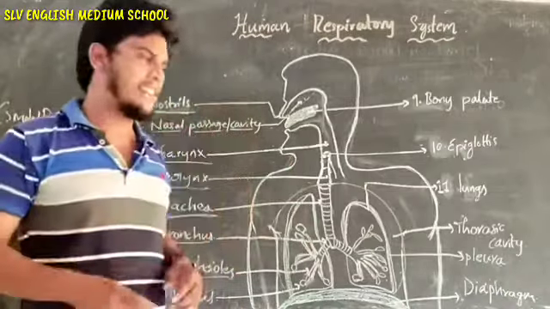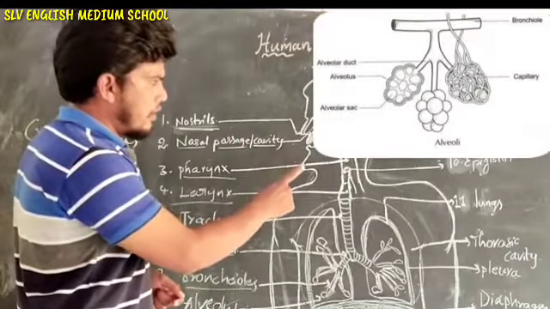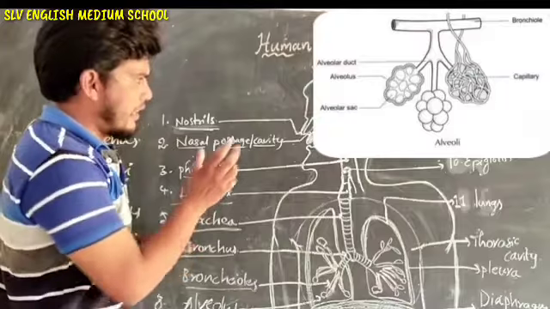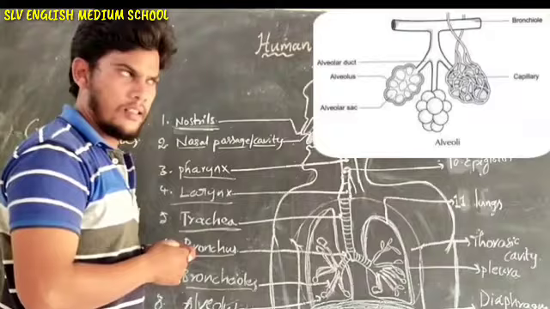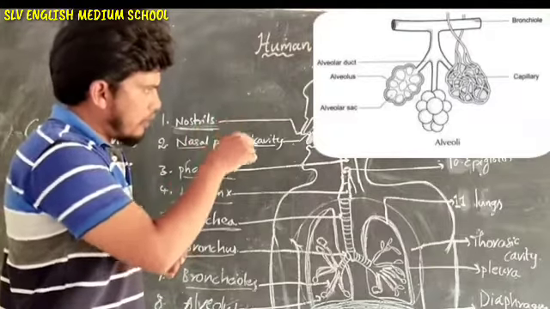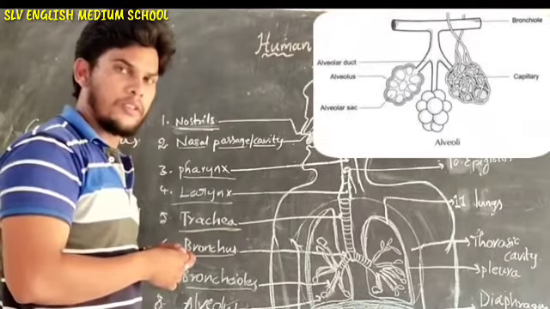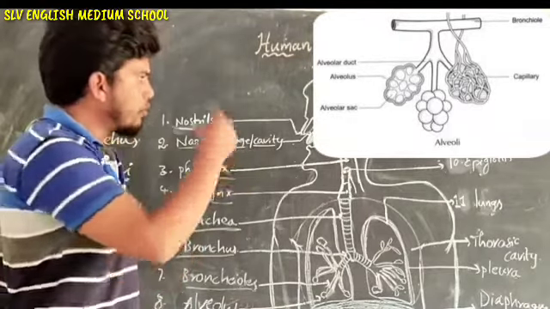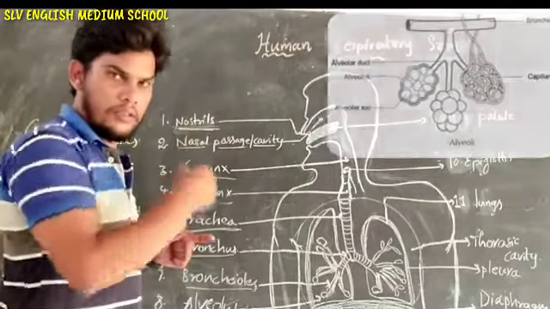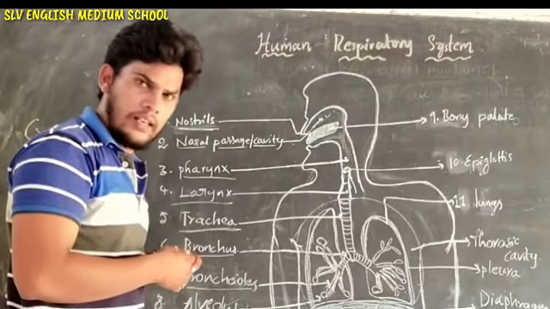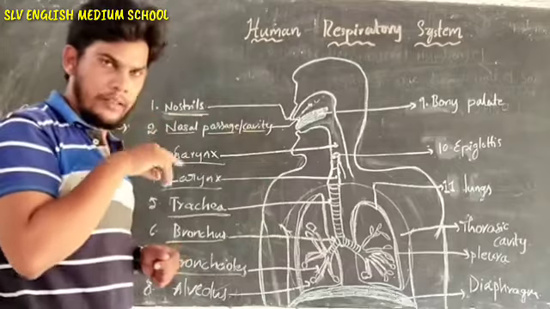They look like sac-like structures. Let's just look at the picture. In this picture, the sac-like structures are called alveolus. The stem-like part that is connected to the sac-like structure is called bronchioles. These bronchioles open into bronchus. Bronchus opens into the trachea. The trachea is connected to the larynx. The larynx is connected to the pharynx. Like that they are connected to each other.